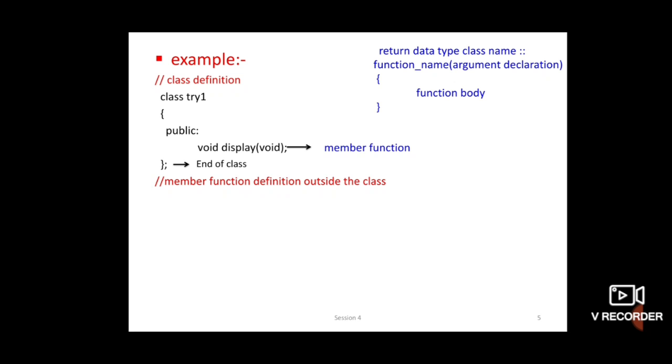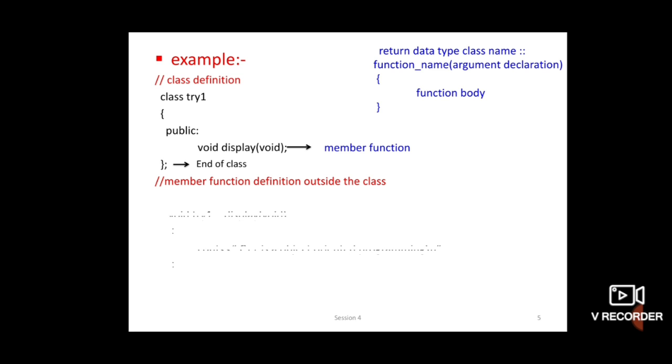Now see, the member function definition outside the class. What is this, student? This is the class definition, then the member function definition. See here, double slashes are there. It indicates comments in C++. This is for user understanding.